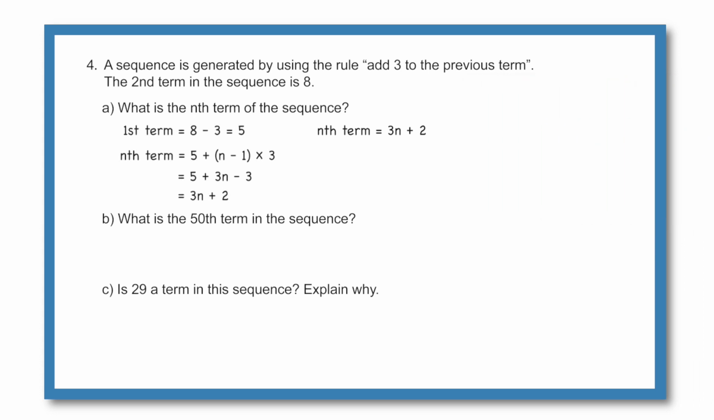Part B. What is the 50th term in the sequence? Well, the 50th term is going to be 3 multiplied by 50 add 2, which is equal to 150 add 2, which is equal to 152.